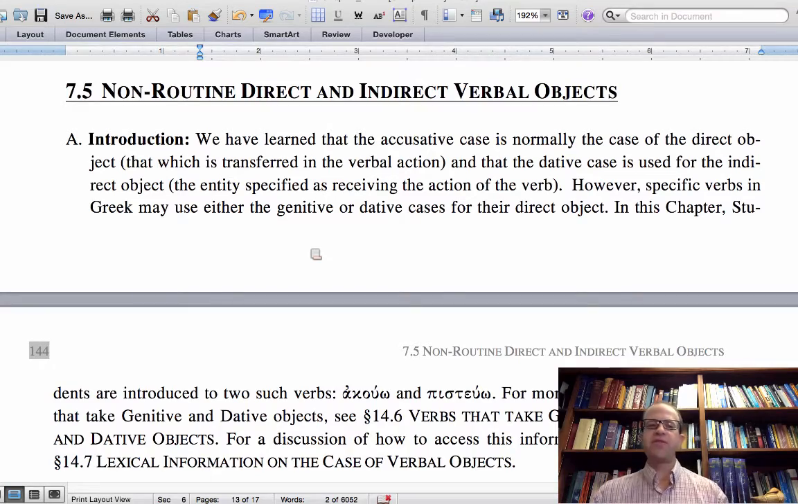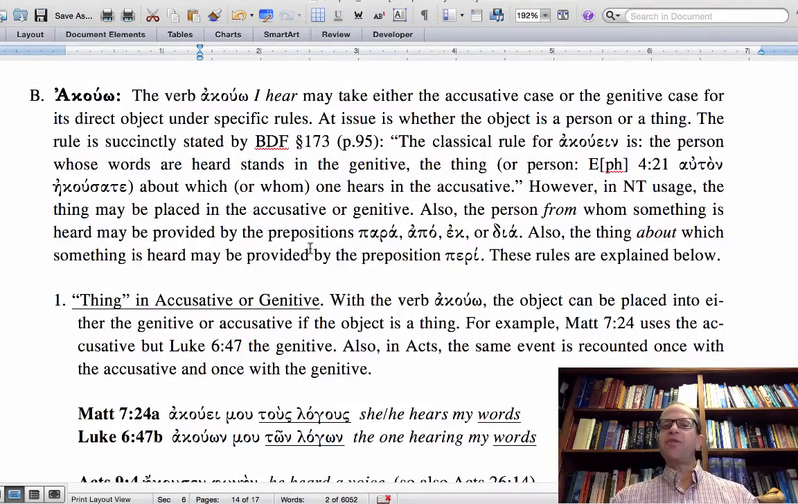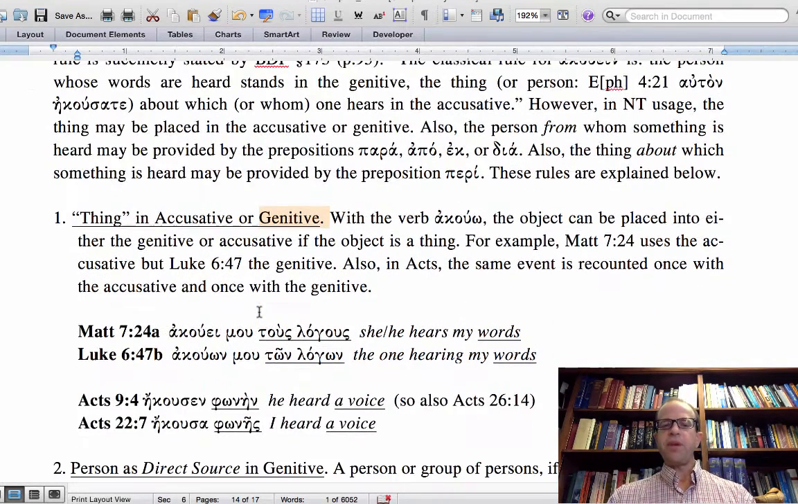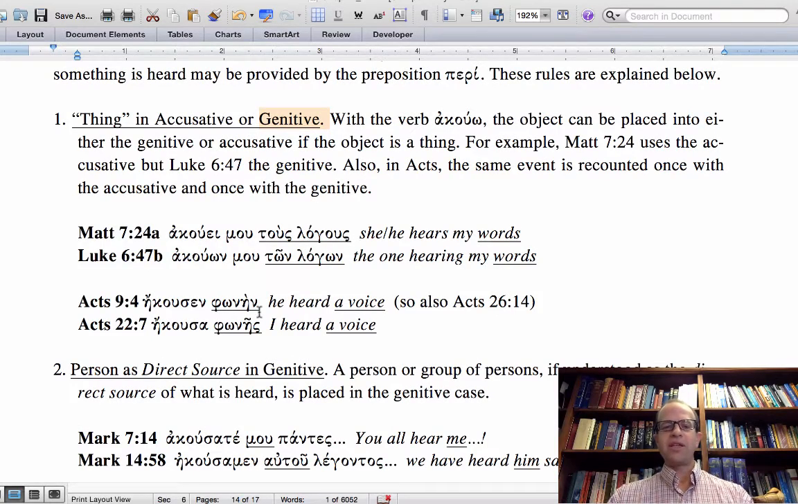The next section to look at is 7.5, non-routine direct and indirect verbal objects. And basically here, there's a couple of verbs that can take different objects. For example, akouo can take a thing as an object, and that can be indicated either by the accusative or the genitive case. This can be a little confusing for students because they're used to seeing the direct object as an accusative. But you can have nearly equivalent expression in parallel passages indicated by different cases. And so you can look at these examples.